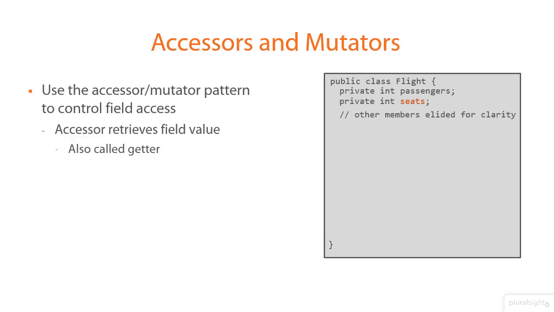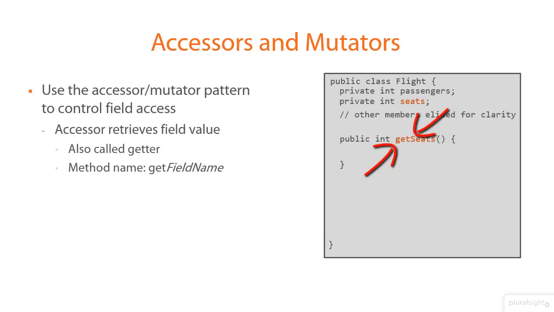We use what's called an accessor to get to the field value. It's often just called a getter. We normally create a method that has the word get followed by the field name. So the accessor for our seats would simply be getSeats. Notice that the return type is the same as the field itself. And also notice that the method is following camel case: a lowercase g for the first word and an uppercase S for seats, the second word.